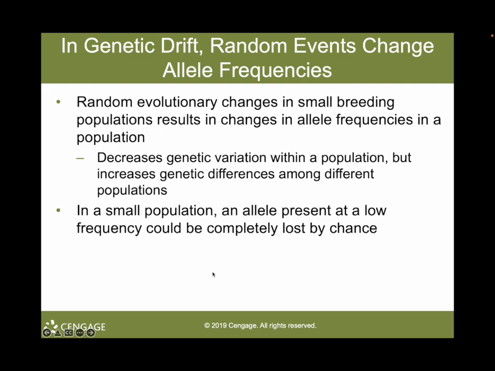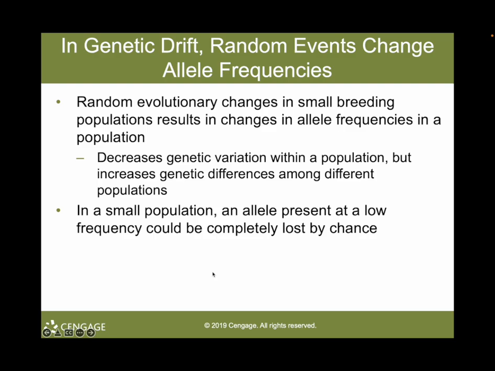Now on to genetic drift. The size of the population is important in its effects on allele frequencies because random events or chance tend to cause changes of a relatively greater magnitude in a small population. So if a population consists only of a few individuals, an allele present at a low frequency in the population could be completely lost by chance. Such an event would be unlikely in a large population.